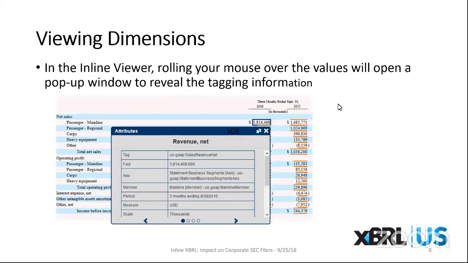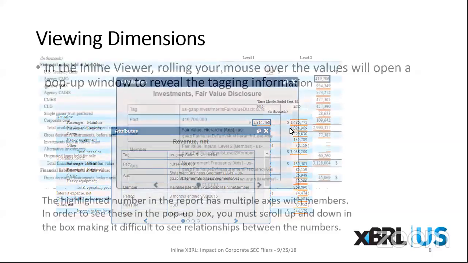And here you can see that this tag, the net sales passenger mainline, does in fact have an axis. It's a segments axis, and it has a member on it for mainline. Now that's relatively simple, and you can see that quickly and easily on this first top section of the first tab in the attributes window. And Michelle is now going to move to the second slide.